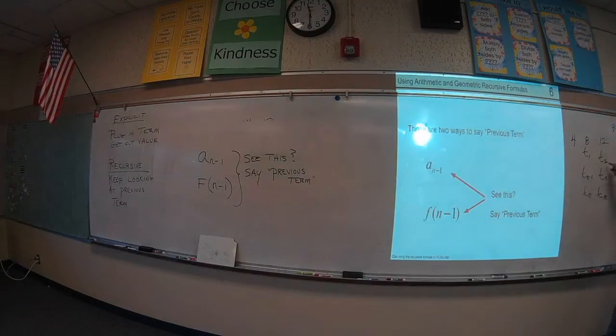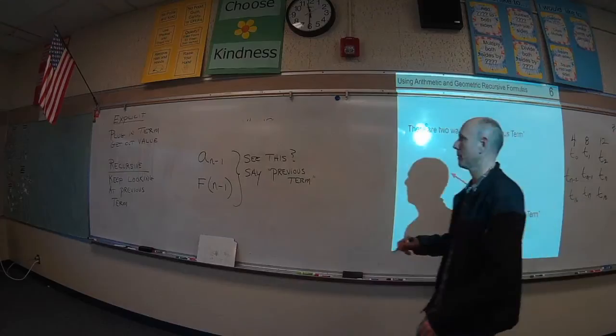Let's take it even further back. If this is T sub 2 and this is T sub 1, what is this? T sub 0. Okay. If this is T sub 18, this is T sub 17, this is T sub 16. If this is t sub n, and this is t sub n minus 1, what is this? T sub n minus 2. Good. If this is the current term, and this is the previous term, what is this? The previous term. That's going into our notes.